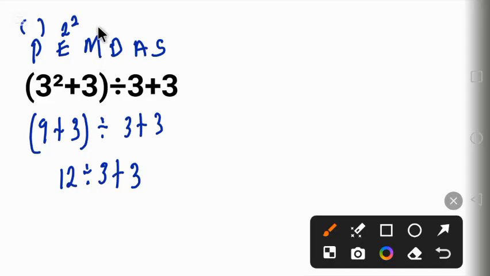The next one here is multiplication and division. You work from left to right. We have division here, so let's work the division. 12 divided by 3 will give us 4 plus 3. Finally, we have addition and subtraction. We work from left to right. So 4 plus 3 will give us 7. This is the final answer.